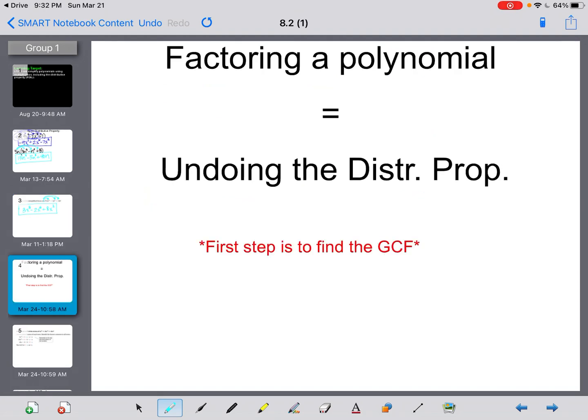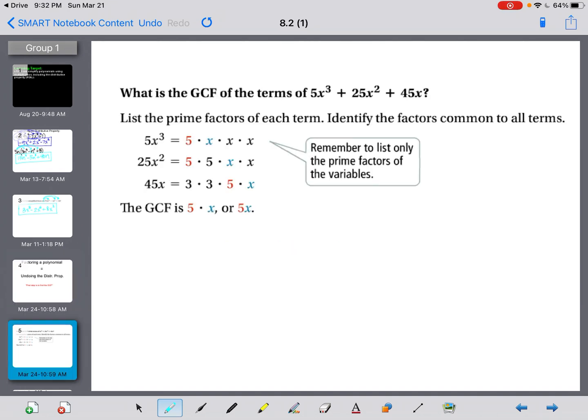Okay, now we're going to start working backwards, and this is called factoring. We're going to be undoing the distributive property. We just distributed, and now we're trying to figure out what we can actually take out to undistribute. Okay, the first step is to find that greatest common factor. We're looking for the number that every term would have been multiplied by, or what was distributed to each term, and that's called the greatest common factor, that number on the outside.